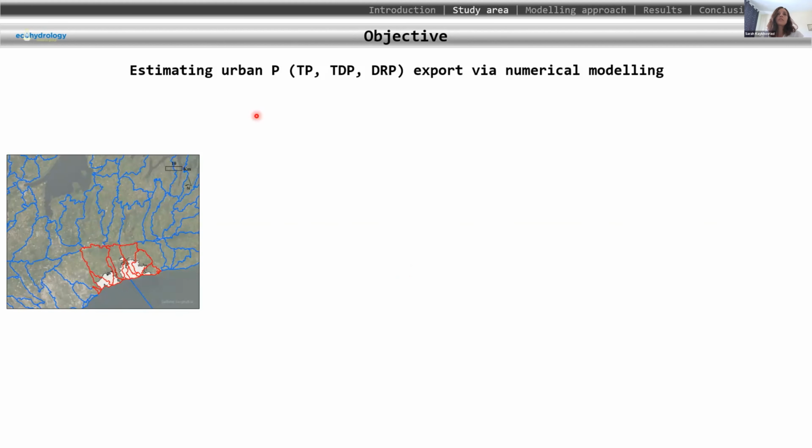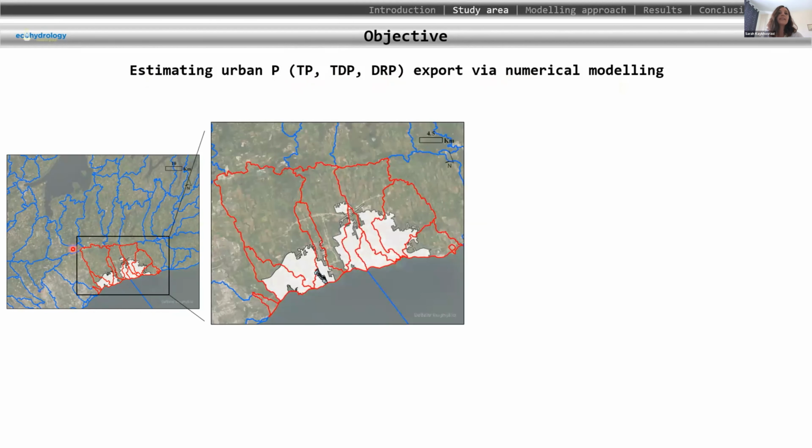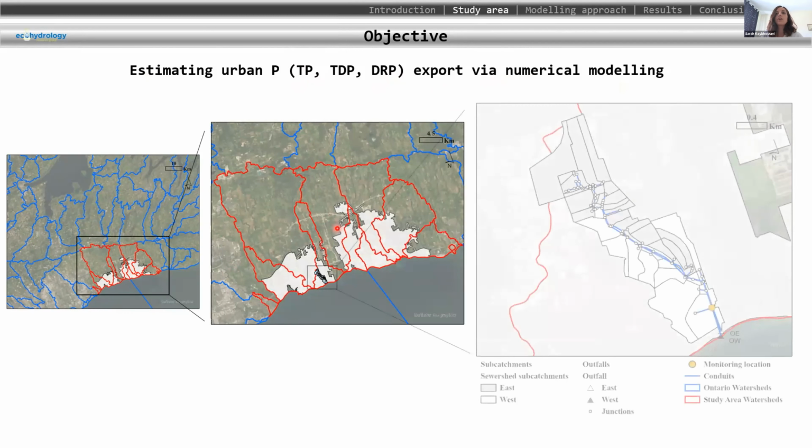So the objective of this study, like I mentioned, is estimating urban P. Today I will talk about total phosphorus, total dissolved phosphorus, and dissolved reactive phosphorus export, which we have done through numerical modeling. The study area is located east of the GTA, City of Toronto, north of Lake Ontario.